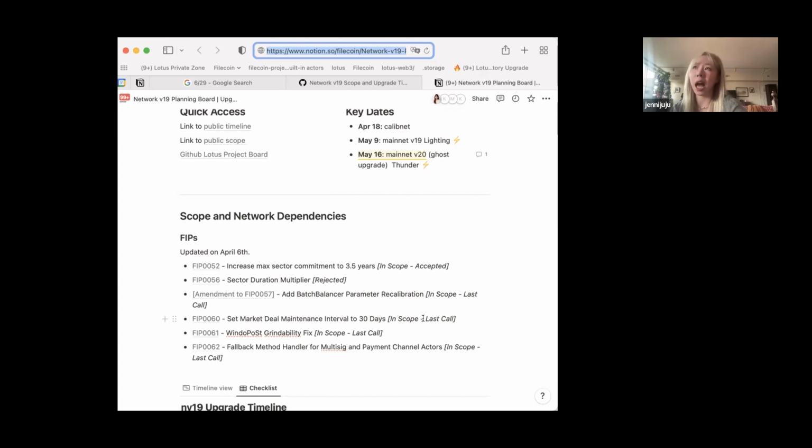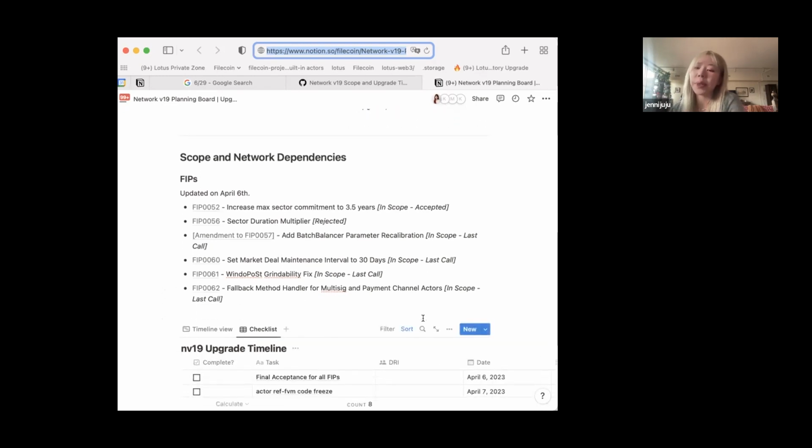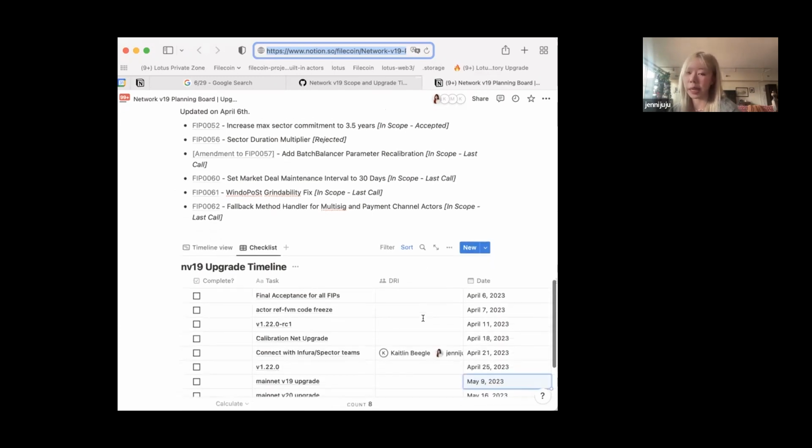Since the NV18 upgrade, we are seeing more community members, especially node operators, reporting that they're observing longer block validation time that's impacting their syncing and so on. So this is a timely FIP that we want to include and ship to the network to mitigate any concerns. And we are going to be including the window post grindability fix that Nemo just presented, and we're doing a small FEVM, EVM actor follow-up just so that we can enable more use cases.